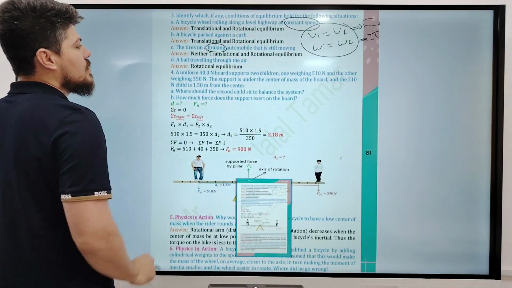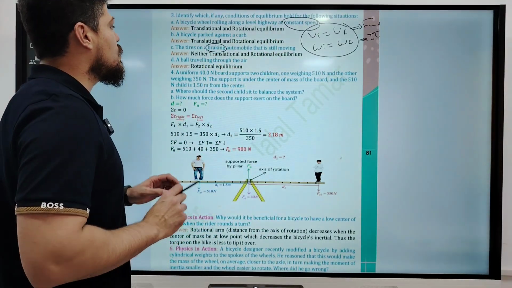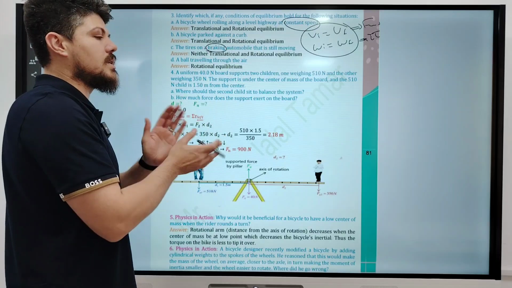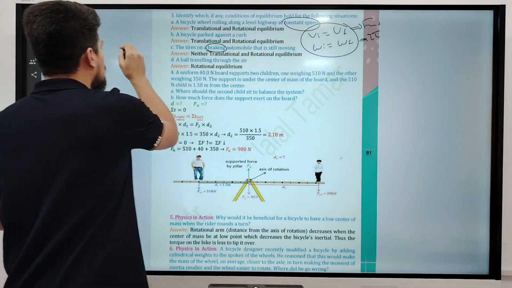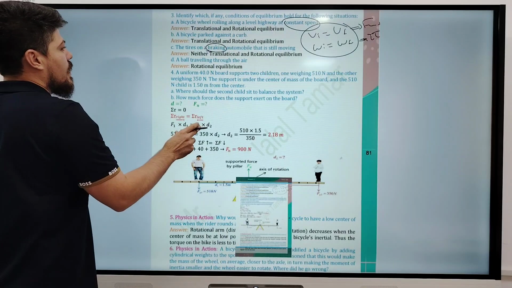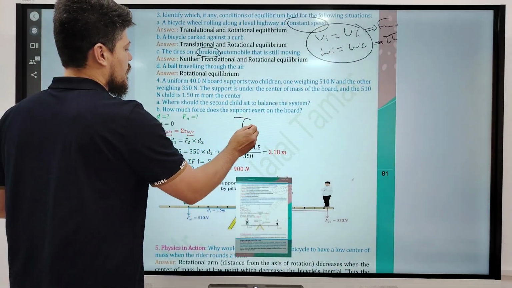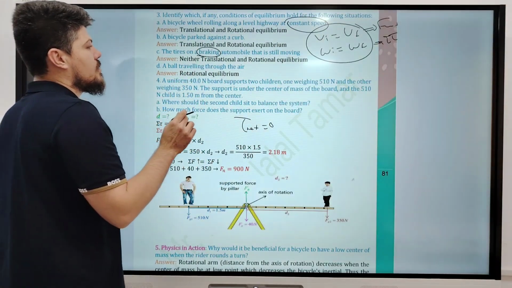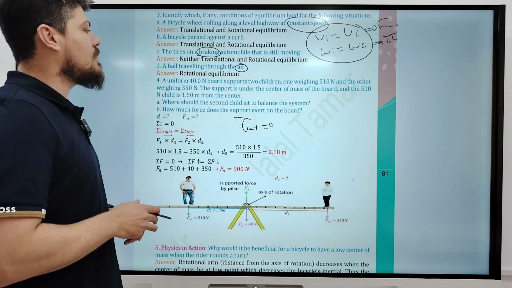A ball traveling through the air. The question doesn't say rotating. When the question says traveling, it is without rotating. Because the ball has no rotation, net torque is 0. Okay? Net torque is what? Net torque is 0, because the ball doesn't rotate. It has rotational equilibrium.